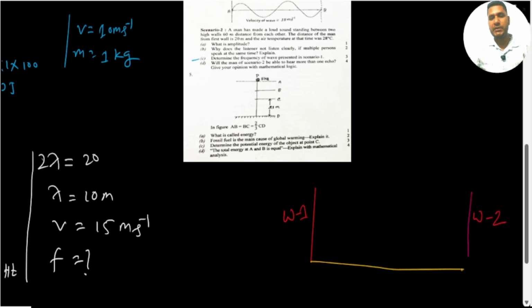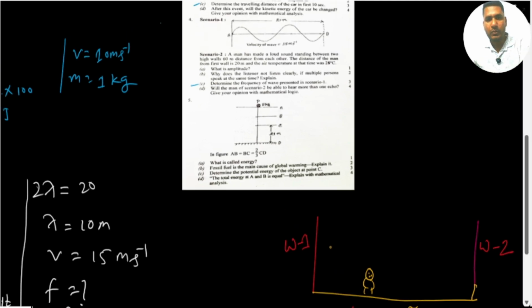Okay, magenta. Suppose there is a wall and there is another wall: wall 1 and wall 2. A man is standing between these two walls. Suppose this is the man, and he has produced a sound. The scenario 2 states that a man has made a loud sound standing between two high walls 60 meters from each other.